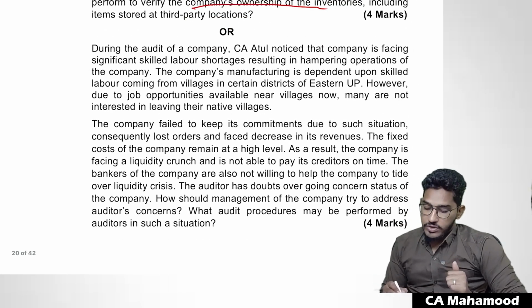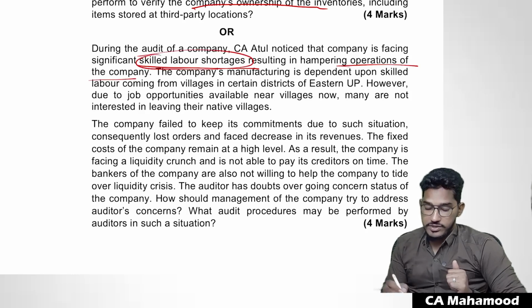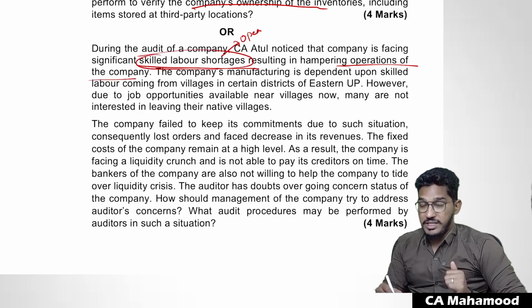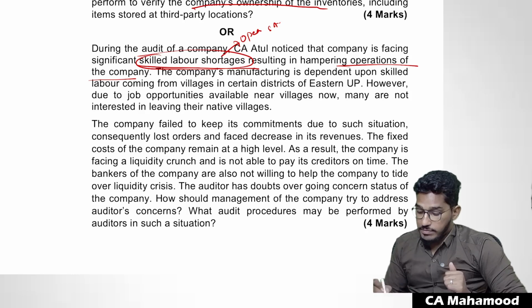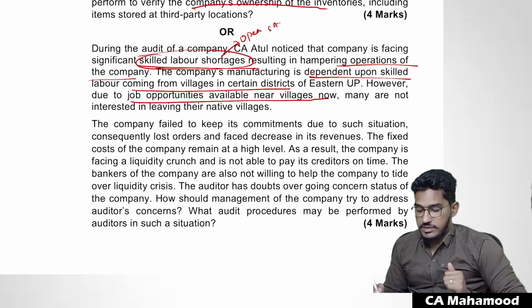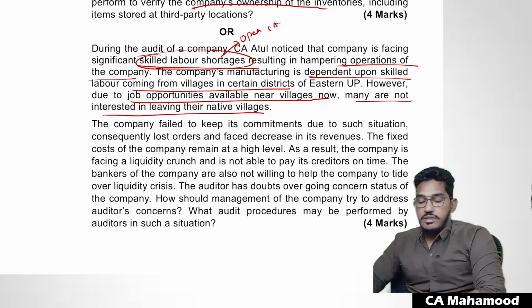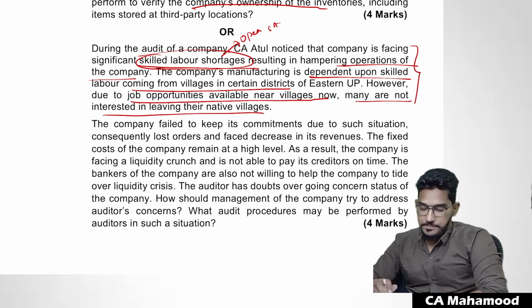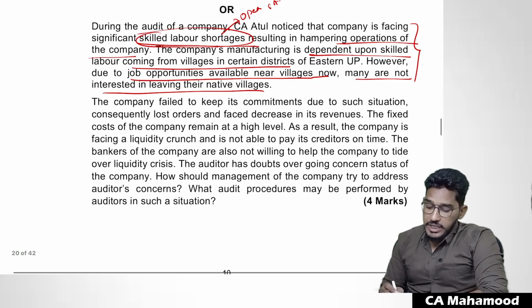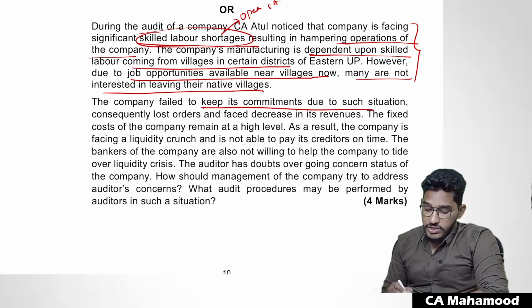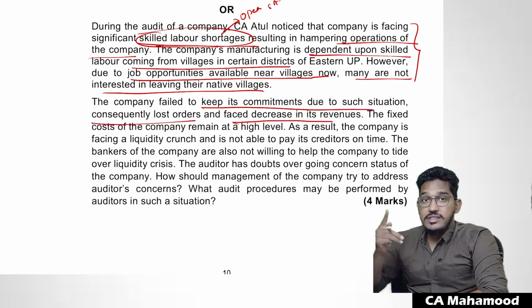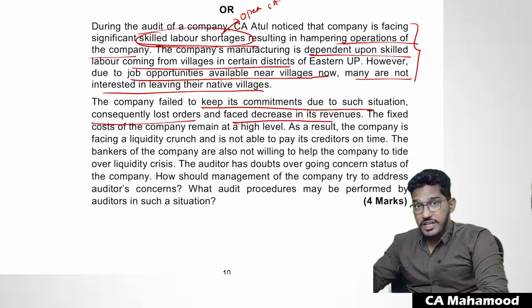Next. During the audit of a company, CA Atul noticed that the company is facing significant skilled labor shortages, hampering operations of the company. Skilled labor shortages, operational difficulties, operational indicator, SA 570. The company's manufacturing is dependent upon skilled labor coming from villages in certain districts of eastern UP. However, due to job opportunities available near villages now, many are not interested in leaving their native villages. So there is a huge labor shortage which the company is facing. The company failed to keep its commitments due to such a situation, consequently lost orders and faced a decrease in its revenue, loss of revenue, loss of market share.